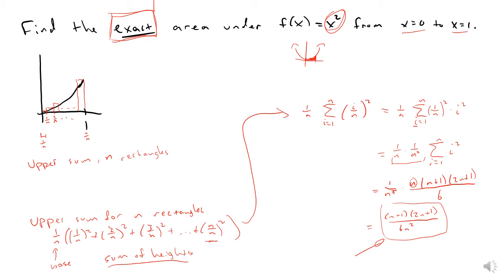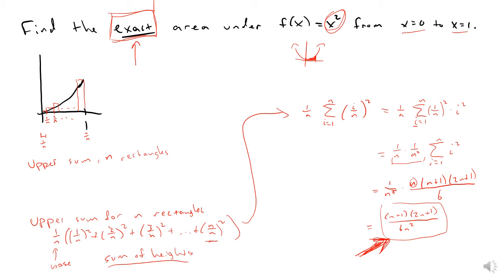We want the exact area. The exact area isn't what we have down here. This is still just an upper sum. This upper sum is not the exact area. This is just an estimate to the area. But again, like we've said, the exact area will be what happens as n goes to infinity.